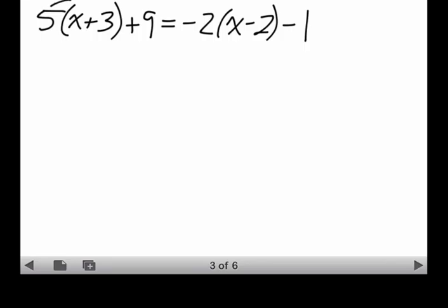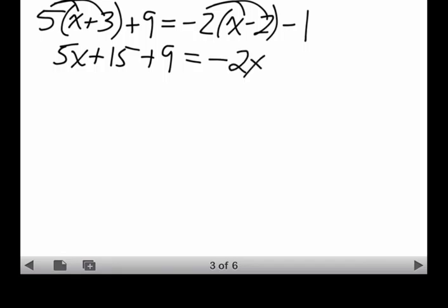For our first step, we're going to distribute on both sides, and so 5 times the quantity of x plus 3 gives me 5x plus 15. Plus 9 was already there. Negative 2 times x would be negative 2x, and negative 2 times negative 2 is going to be a positive 4. Minus 1 was already there.